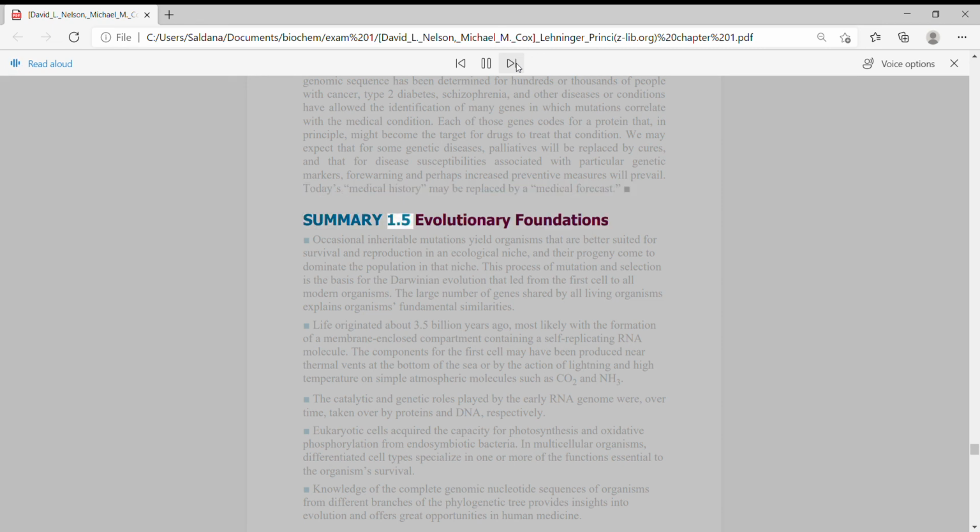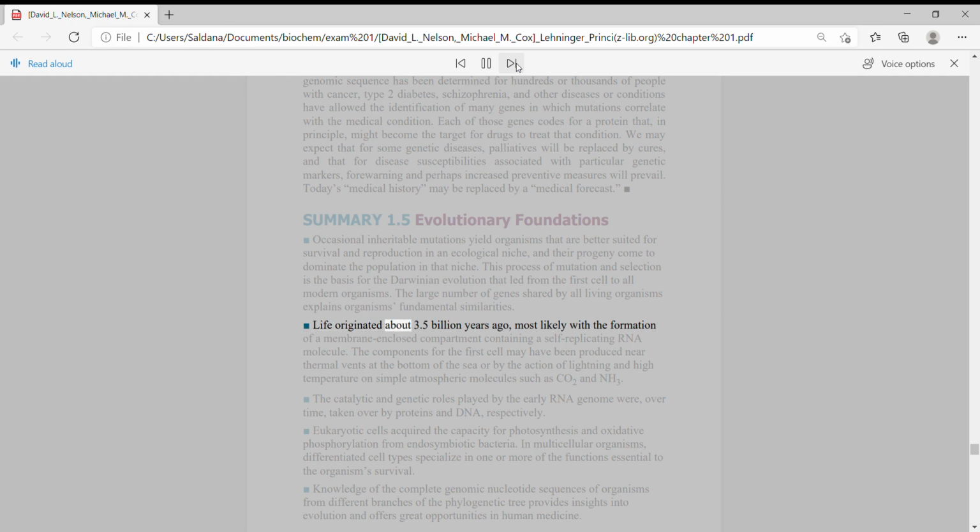Summary 1.5: Evolutionary Foundations. Occasional inheritable mutations yield organisms that are better suited for survival and reproduction in an ecological niche, and their progeny come to dominate the population in that niche. This process of mutation and selection is the basis for the Darwinian evolution that led from the first cell to all modern organisms. The large number of genes shared by all living organisms explains organisms' fundamental similarities.